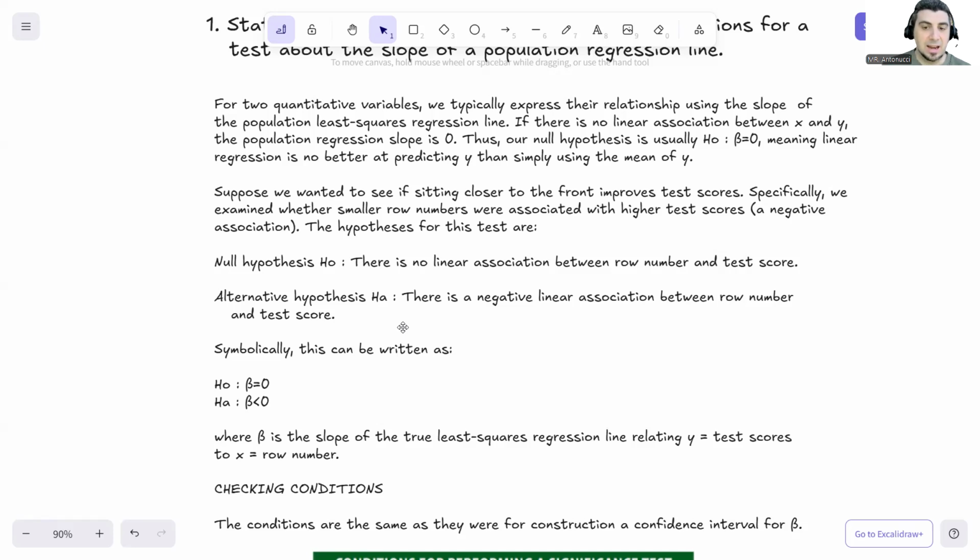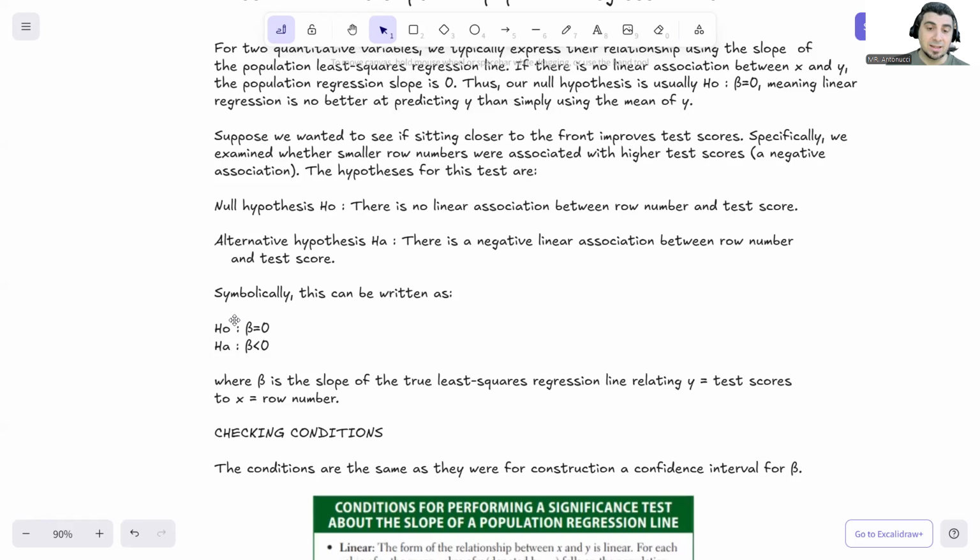In this case, it would be a negative linear association as opposed to a positive or some association because of the direction indicated by the context of the problem. Symbolically, we could write the null and alternative like this. The null is b equals zero or beta equals zero, and the alternative beta is less than zero. And then we need to also make sure we're defining our parameter, where beta is the slope of the true least squares regression line relating y equals test scores to x equals row number. So we've defined in context what beta represents.